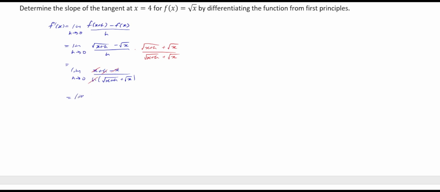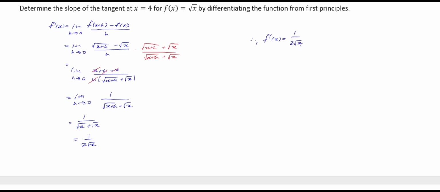So I get the limit as h approaches 0 of 1 over the square root of x plus h plus square root x. Since I'm out of the indeterminate quotient, I can do direct substitution. 1 over square root x plus square root x is 1 over 2 square root x. So I'll just write a therefore statement here. F prime at x is equal to 1 over 2 square root x.